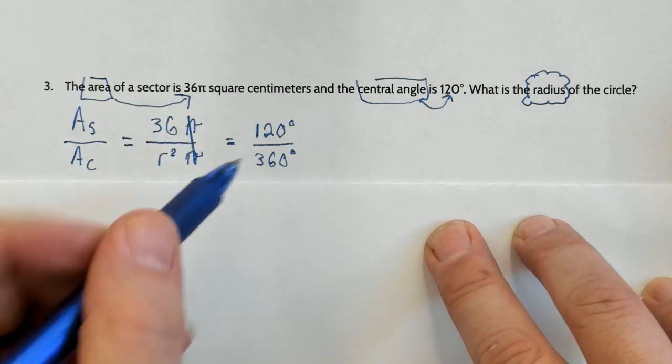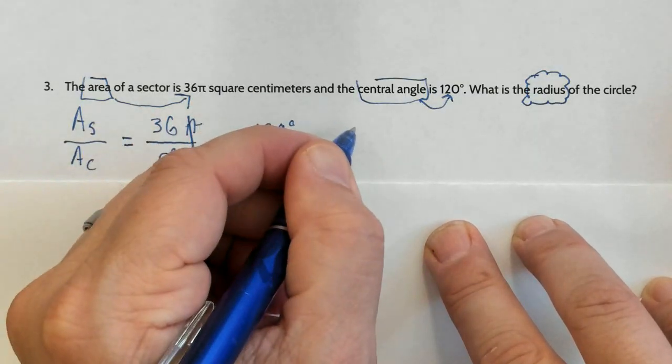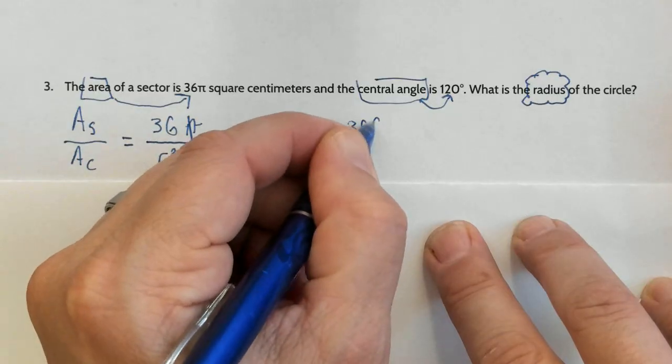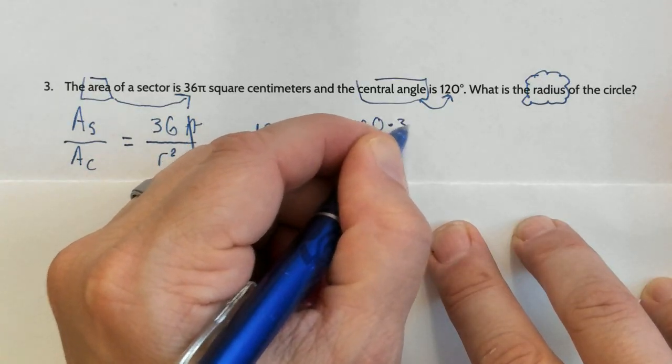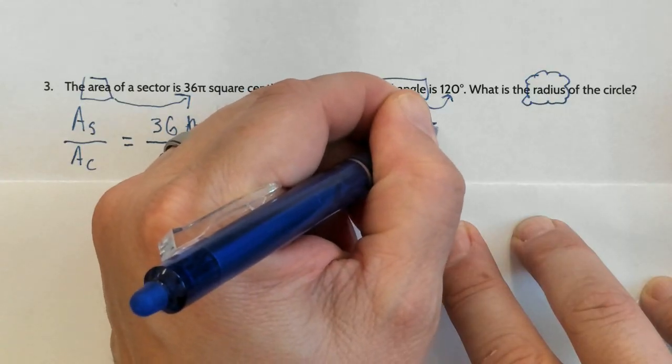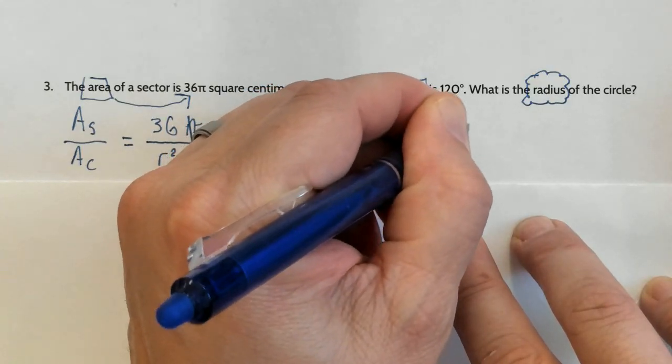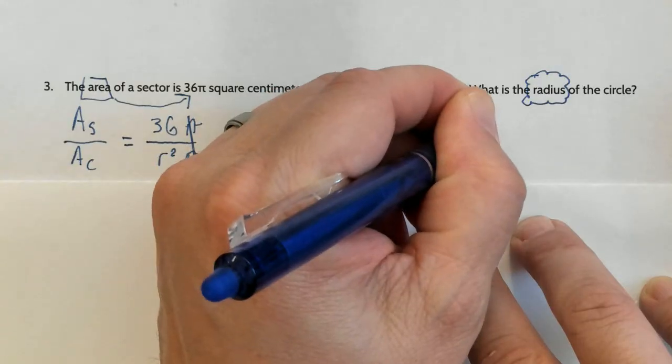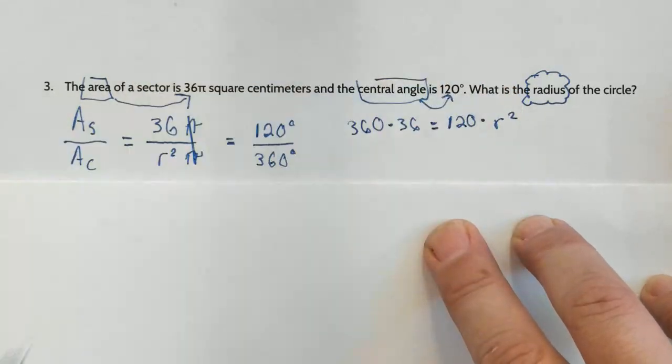So on this, I'm going to do 360 times 36 should equal 120 times my radius squared.